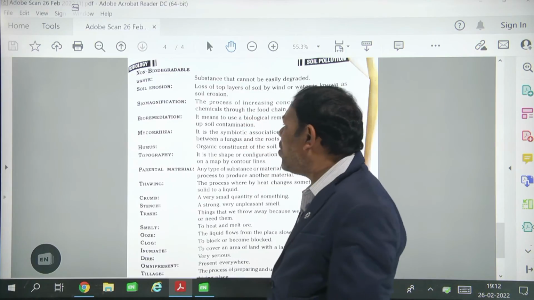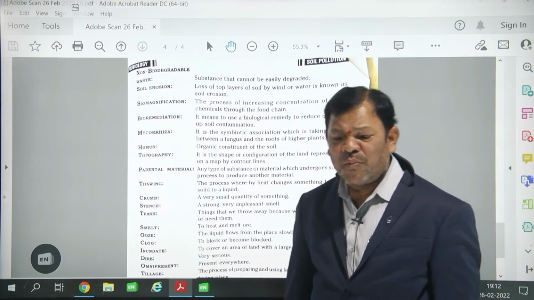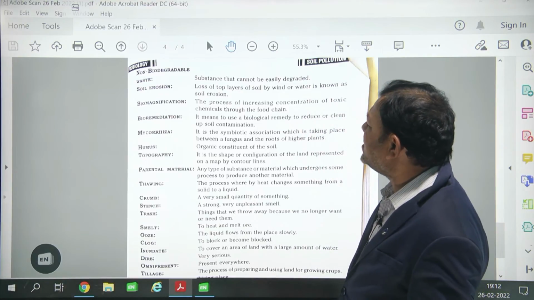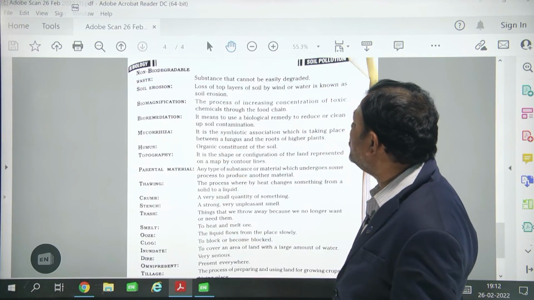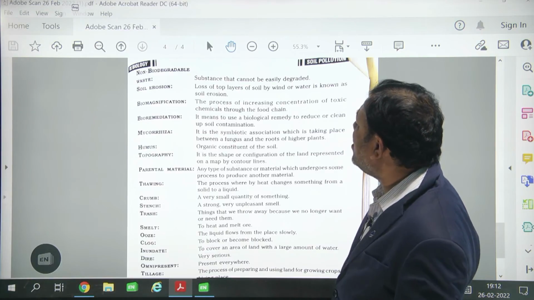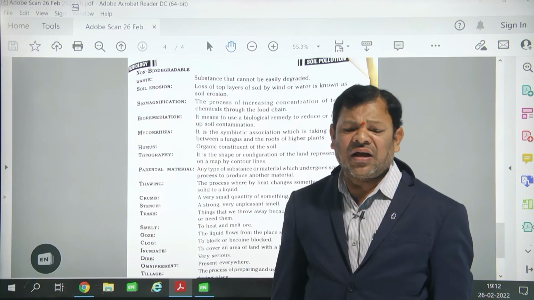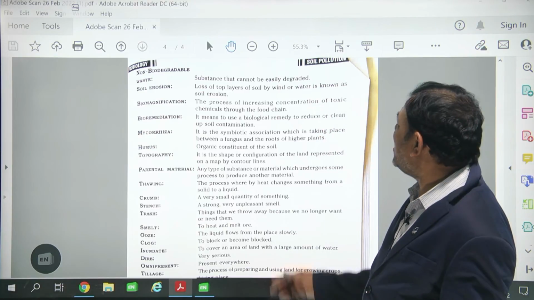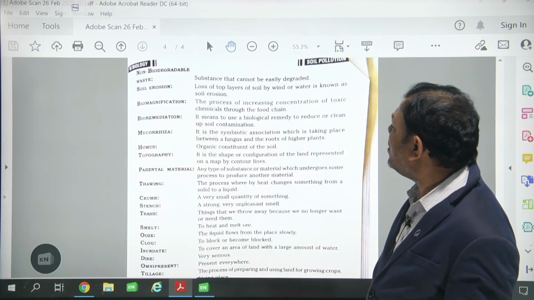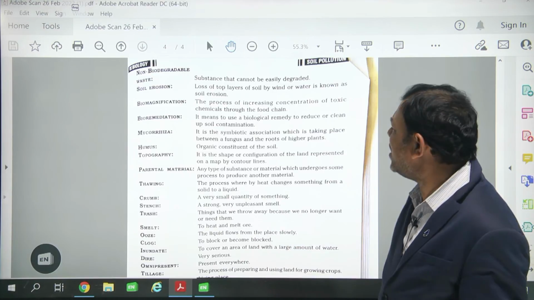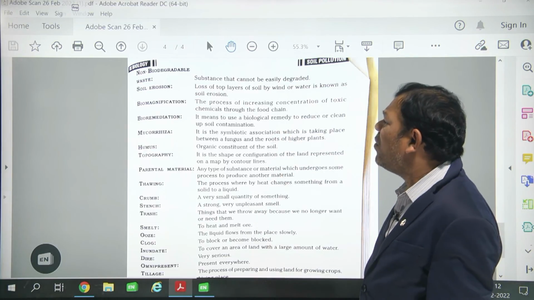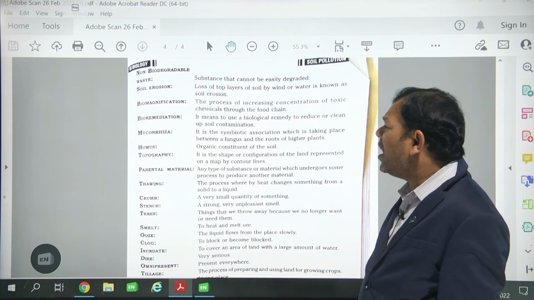Bioremediation. Bioremediation means using biological remedies to reduce or clean up soil contamination. If any damage occurs to the soil, we can use biological remedies like plants and animals to clean up the soil. That is called bioremediation.